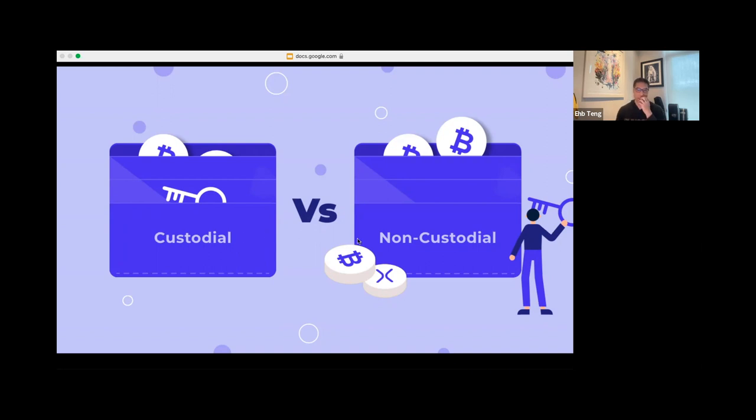Non-custodial also means that you have control over your wallet. You're basically moving your coins off of an exchange wallet, bringing it into your own custody. So the custodial, non-custodial part simply means it's not held by a centralized organization, and it's in your power.